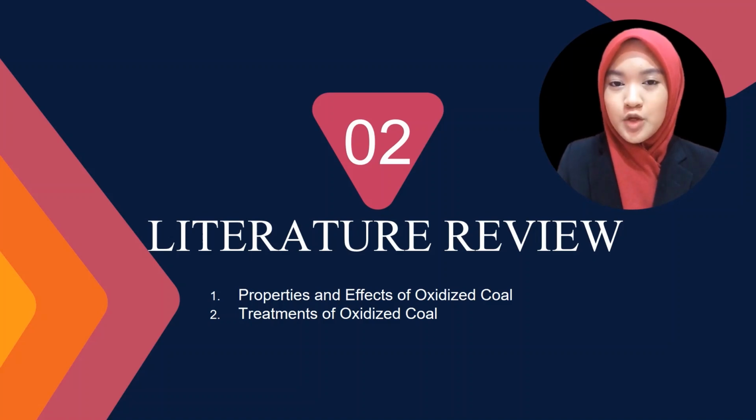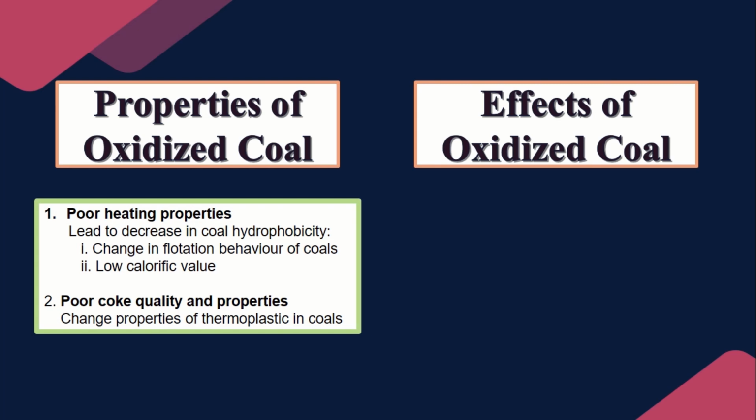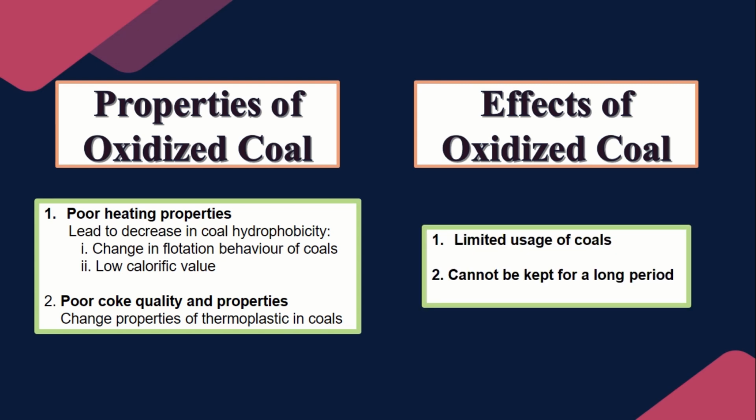Moving to the literature review, which consists of two main parts: properties and effect of oxidized coal, and treatments of oxidized coal. Properties of oxidized coal. Oxidation causes the formation of an extremely high cross-linking macromolecular structure in coals, along with poor melting and heating condition during the heating process. Therefore, the hydrophobicity of coals will be decreased. When this happens, the flotation behavior of coals will be affected and leads to a low heating value, which is also known as net calorific value. The effects of oxidized coal are limited usage of coals, and they cannot be kept for a long period due to the degradation of their properties.